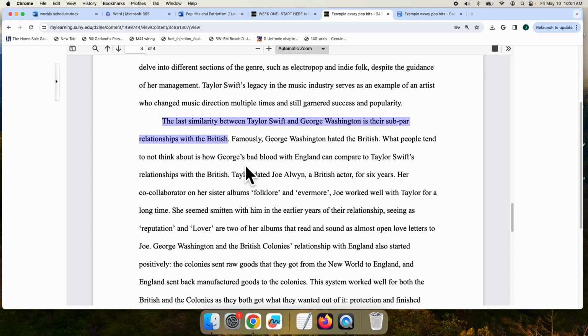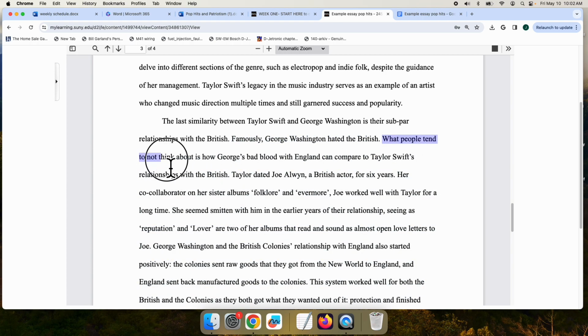Transition words are little words or phrases that remind us of the purpose of this paper. In this case, the purpose is comparison, to show how these two are surprisingly alike in ways that you might not have thought of. So we're looking for specific examples. We're looking to make sure everything in this paragraph is related to the topic sentence, and we're looking for transition words. Here we go. Famously, George Washington hated the British.